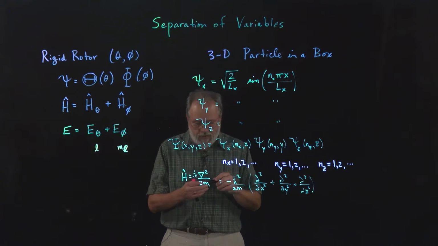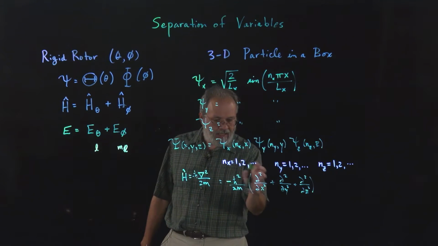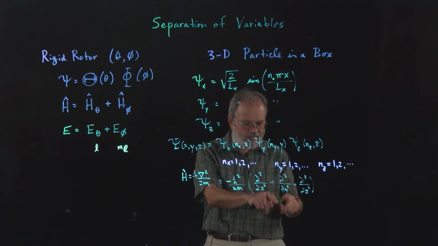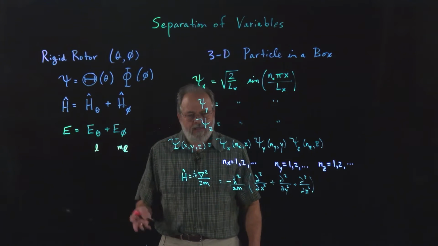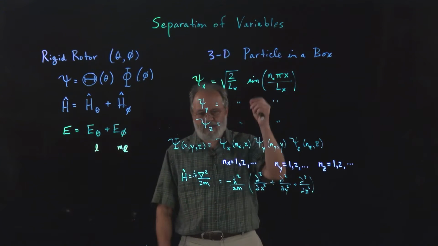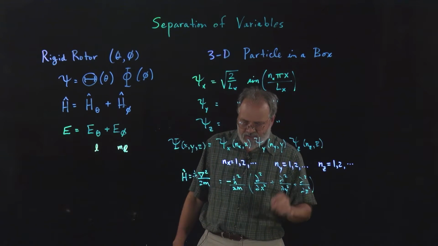All right, and so that's why it's separable into an x type of Hamiltonian and a y type of Hamiltonian, which would be minus h bar squared over 2m times the second derivative of y. And so when you look at that equation, it's identical to the x equation, except for the label x and y, and then this one as well.